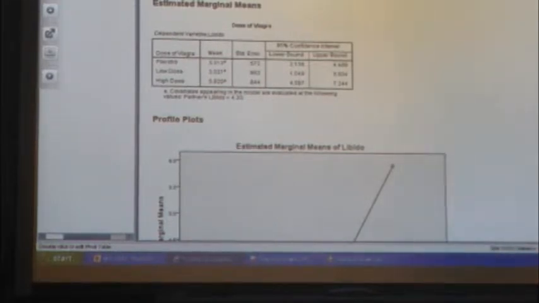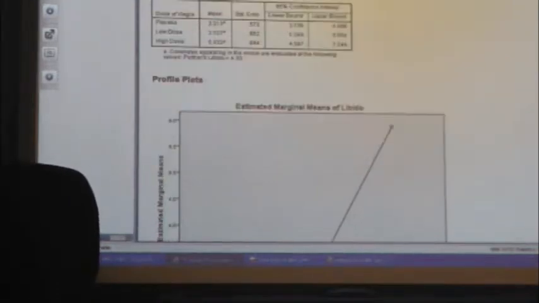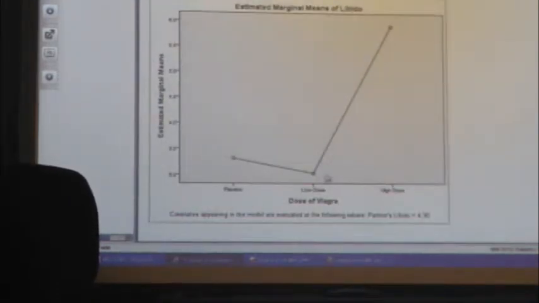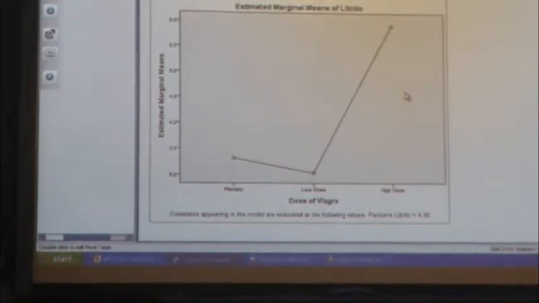And if you look at the data, you can see that the big difference there was the high dose. The low dose didn't do any better than the placebo. It's actually a little worse maybe. And the high dose was a lot higher. And that graph is of the adjusted means.